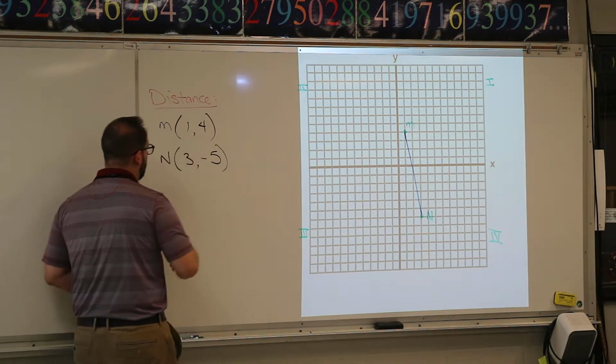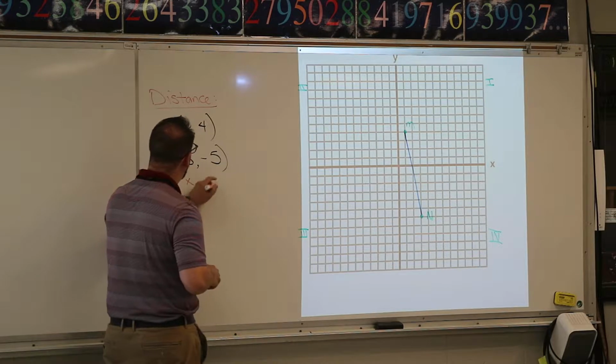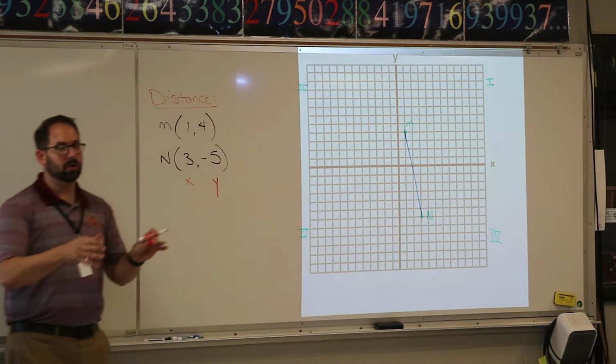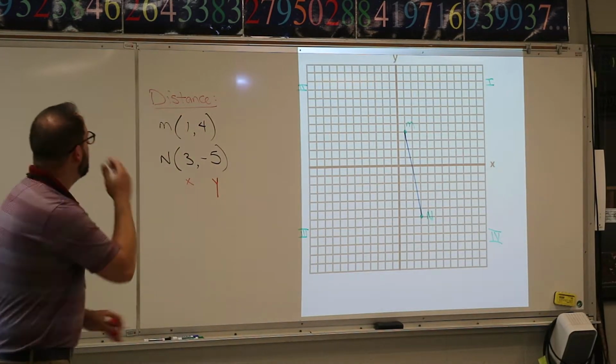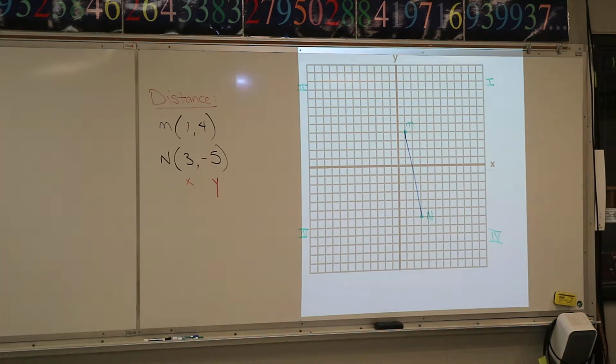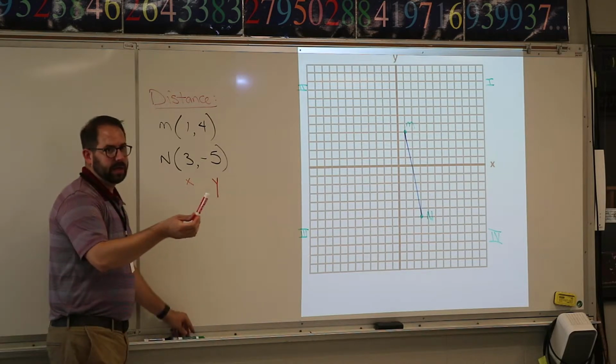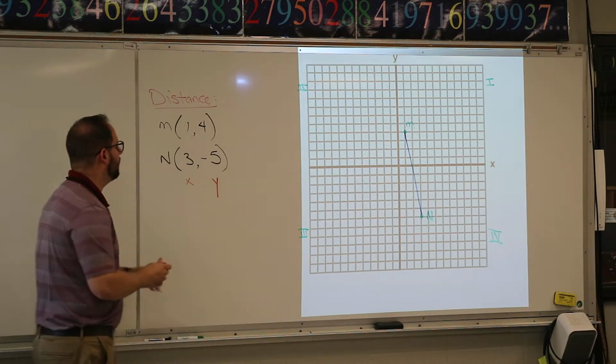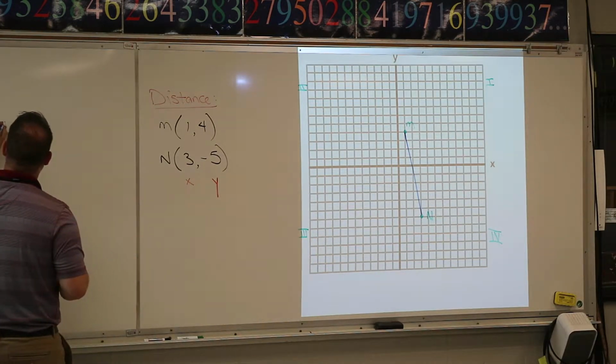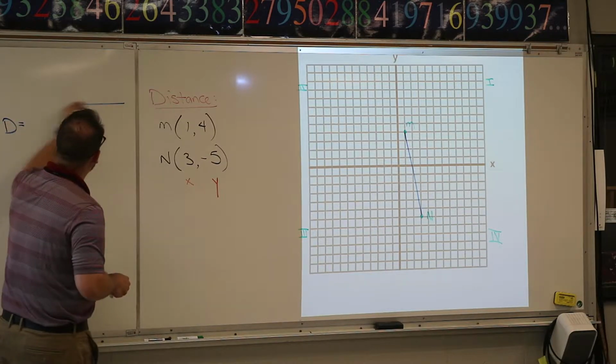Now, up here, which numbers are my X numbers? 1, 3. Okay, good. X's are in the front, Y's are in the back. It is literally called an ordered pair because of alphabetical order. So we're going to plug these numbers into my formula. I'm going to put the formula up here. We'll walk through it one more time. Okay, so distance equals square root.